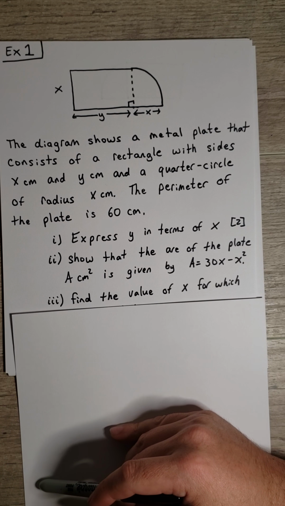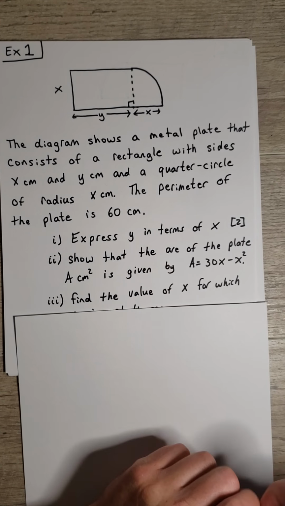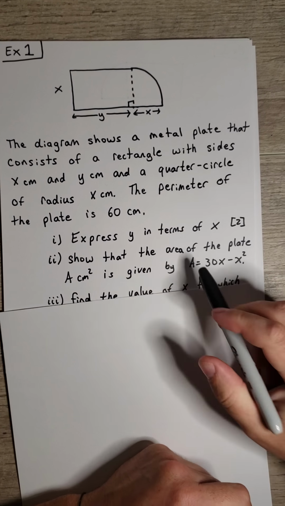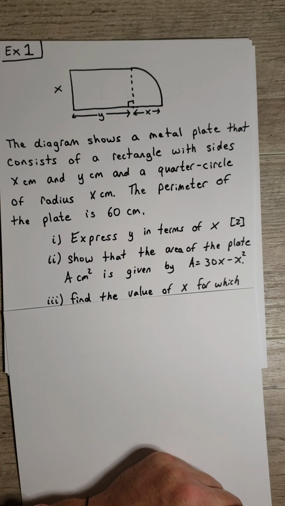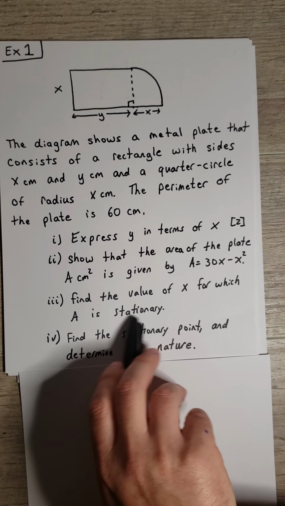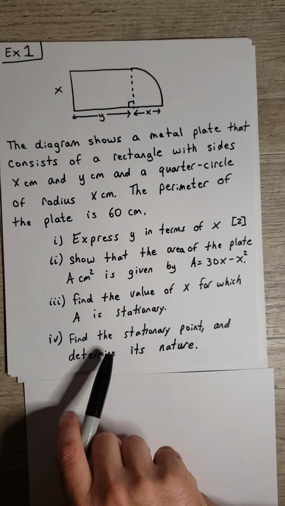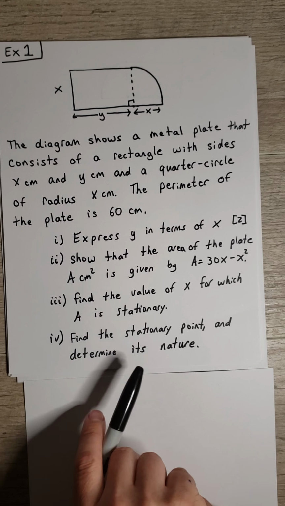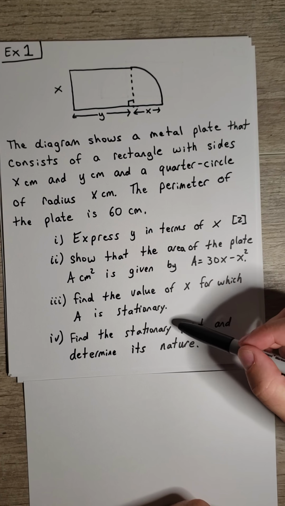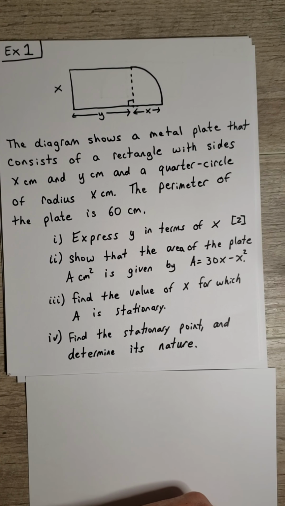Part I, express y in terms of x. And then part II, show that the area of the plate is given by this expression. And then find the value of x for which A is stationary. That's where our stationary point is going to come in. And then determine its nature. Find the stationary point and then determine its nature. This is just finding the x value for the stationary point. This is finding the actual stationary point. And remember, nature means maximum or minimum.